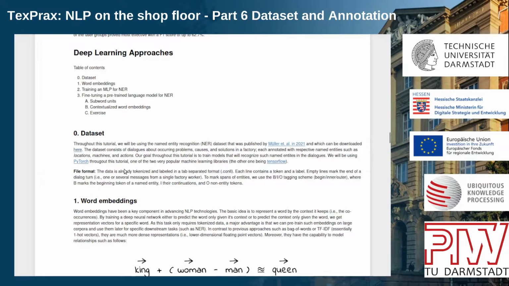After you download it, you will see that it is formatted in a format called CoNLL, and you will encounter this rather frequently in NLP datasets. The basic idea is that everything is separated by a tab, and each line contains a token and several labels, and empty lines mark the end of a dialogue or of a document.